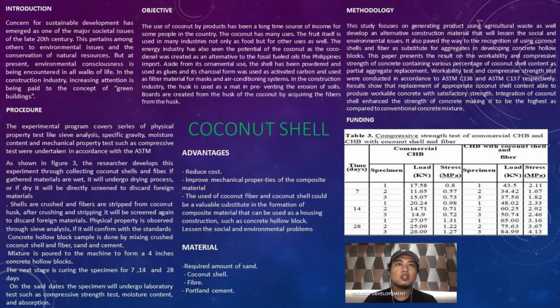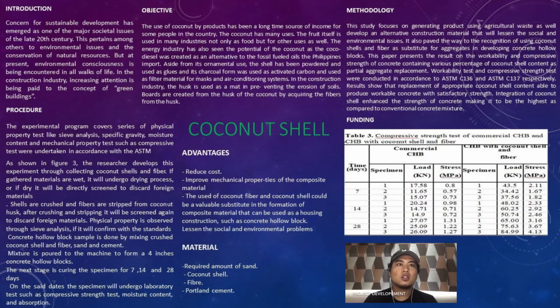If the gathered materials are wet, they will undergo a drying process, or they will be directly screened to discard foreign materials. Second, shells are crushed and fibers are stripped from the coconut husk. After crushing and stripping, it will be screened again to discard foreign material. Physical properties are observed through sieve analysis to see if they conform with the standards.